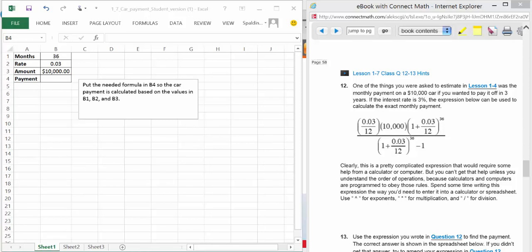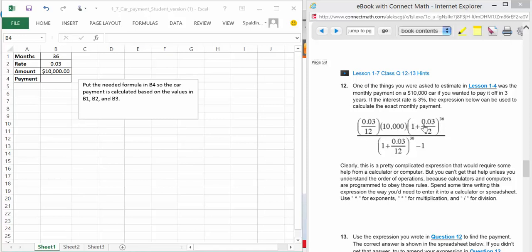In the technology assignment for lesson 7, we are asked to write a formula for calculating the monthly payment on a car. And here was that formula. We had the rate divided by the number of months in a year. We had our initial payment, or how much the car cost.